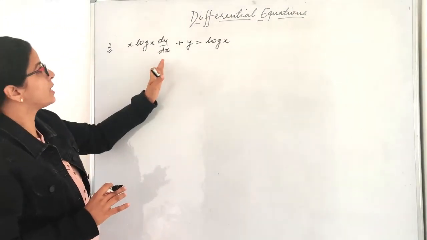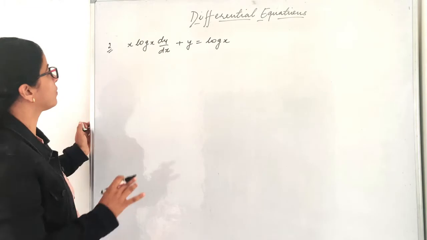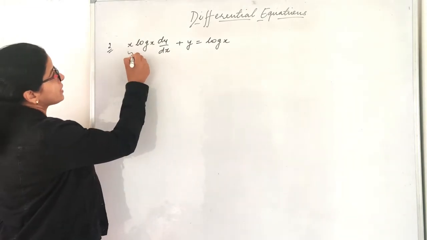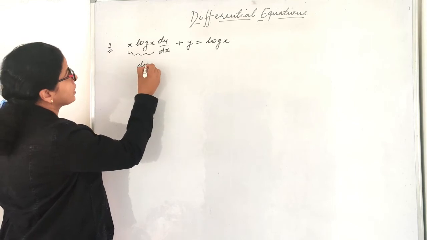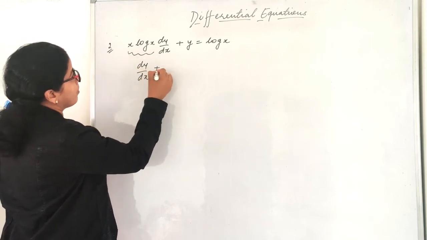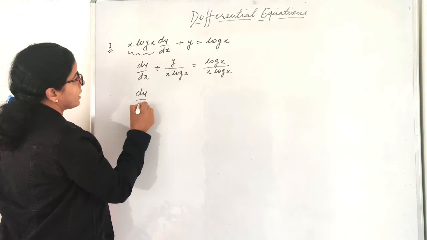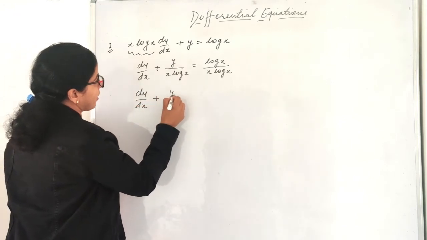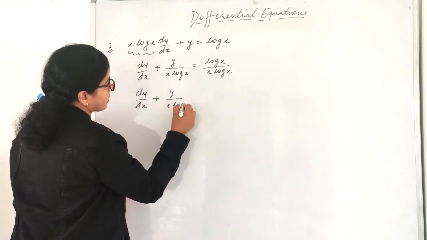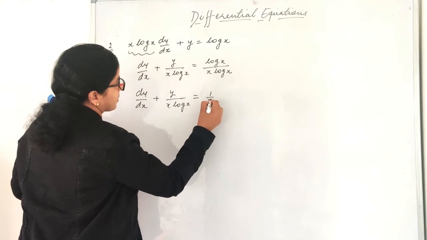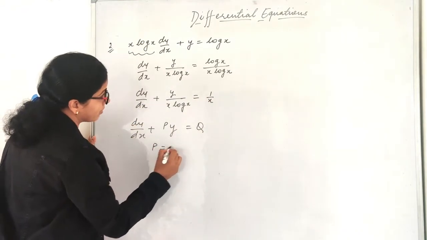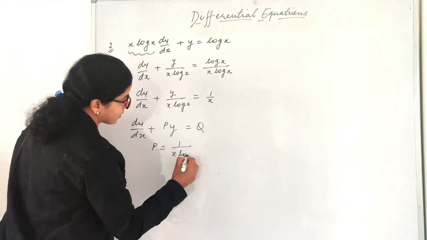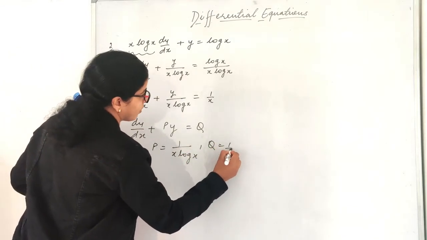Okay. So let us take this question: x log x dy by dx plus y is equal to log x. So what we are going to do, we will first divide throughout by x log x, right? We will convert it into linear differential equation form. So what I am getting here: dy by dx plus y upon x log x equals to 1 by x. Now we will write the general form of it. So what is my p over here? 1 upon x log x, and q is 1 by x.